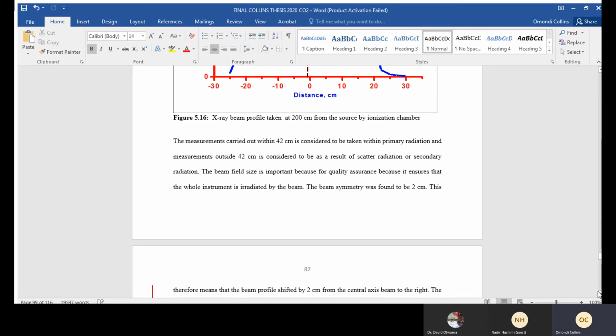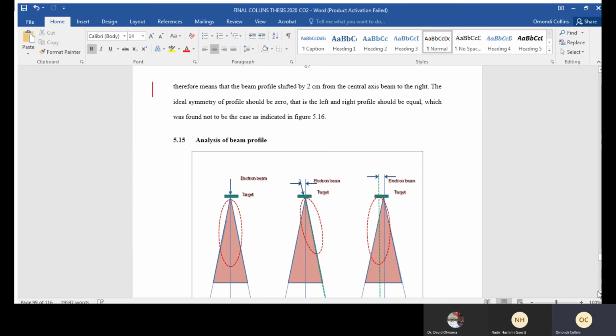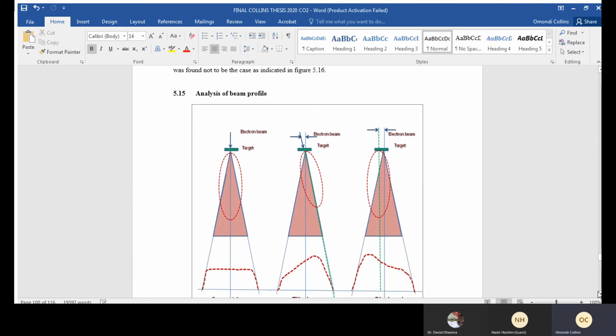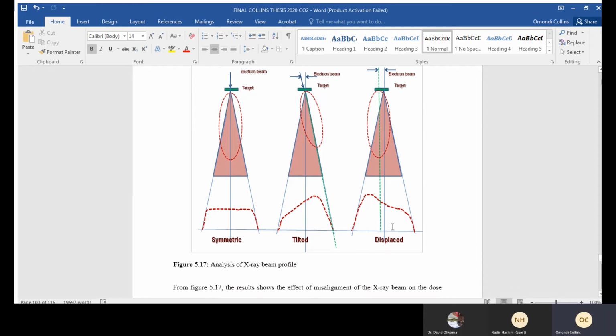So this was the third and the last specific objective. I tried to analyze that profile, and I found that there was a displacement of 2 centimeter. This, I think, was an error during the commissioning stage of the equipment.